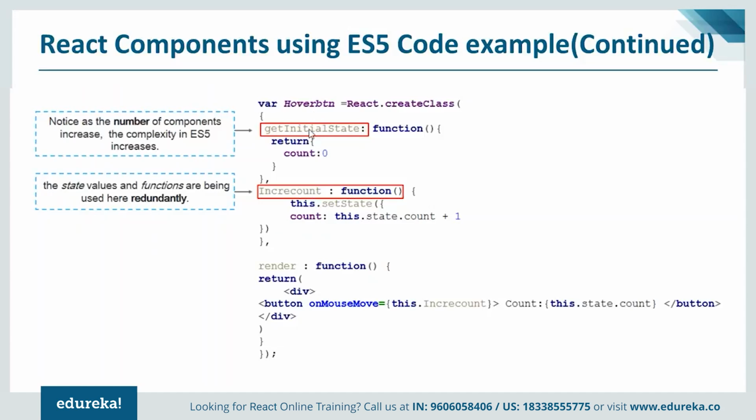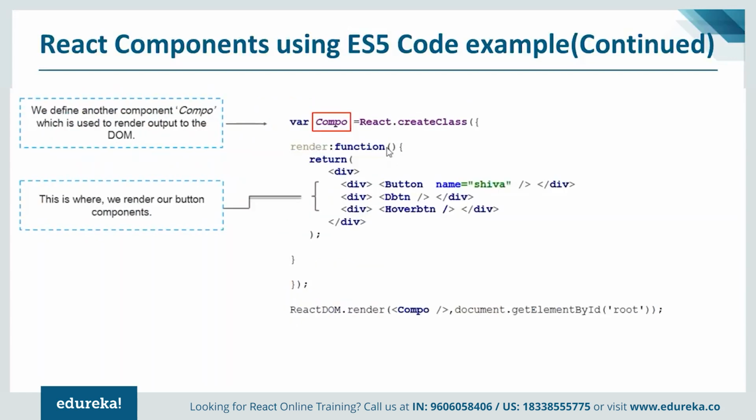So for the hover button, likewise, we have the getInitialState function. Then we have the increCount function. All these functions are separated by a comma. And finally, we have the render function, which is returning a button, and on mouse movement of the mouse or the cursor, the increment counter will work.